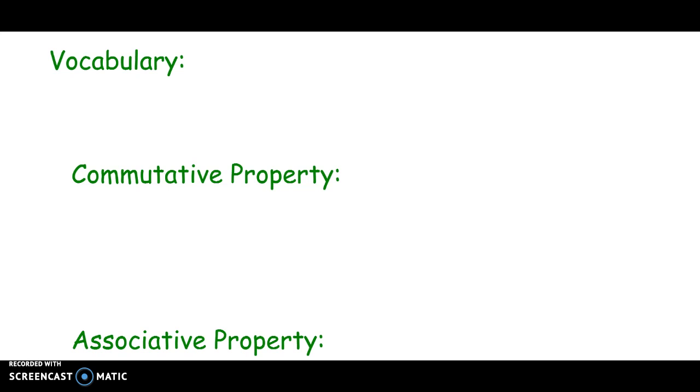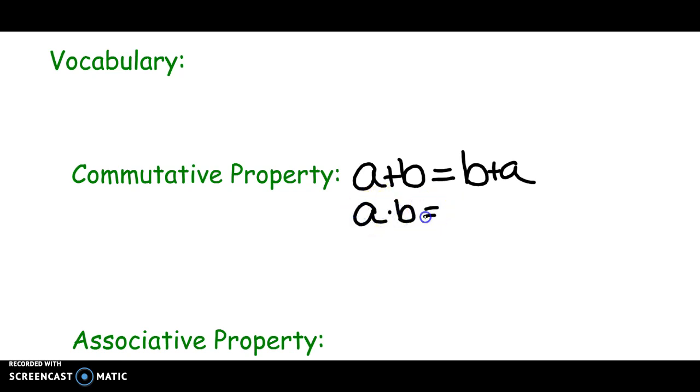So if you remember, the commutative property says you can have any two numbers, a plus b, whatever those are, and you can flip the order, b plus a. And that also works for multiplication. So you can have a times b, and that's the same thing as b times a. If you don't believe me, put two numbers in there, and I promise it'll work.